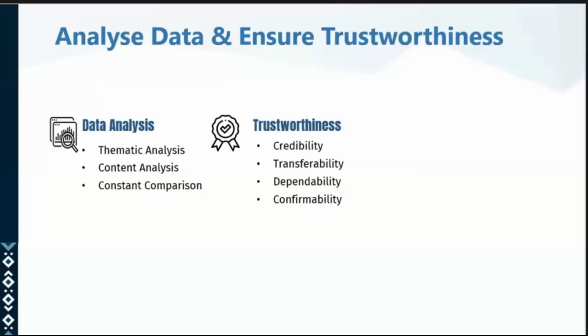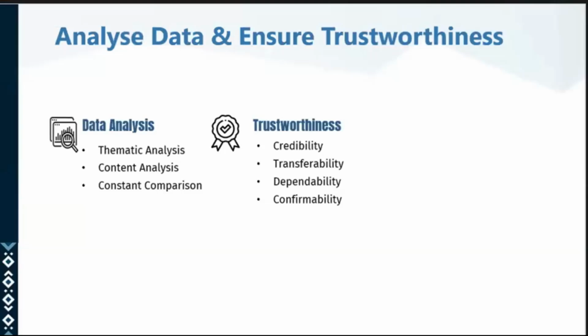When we are talking about trustworthiness, it's about ensuring that the research is believable, relevant, consistent, and free from research bias. So when we are talking about credibility, it refers to the extent to which the finding accurately reflects the participant's perspective and experiences. So here we mostly do what we call triangulation, using multiple sources to ensure that what you have is actually the right information.